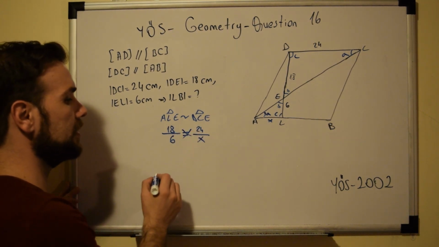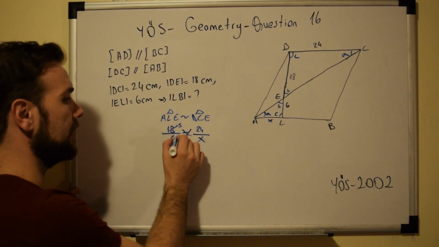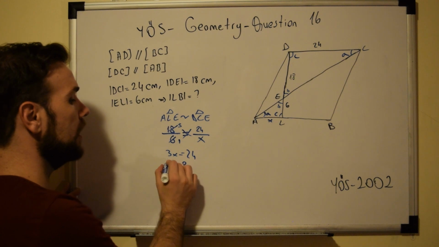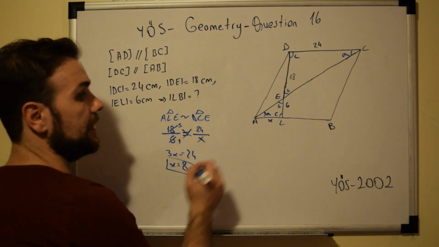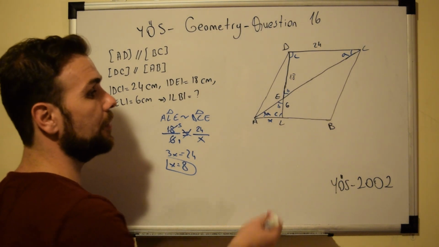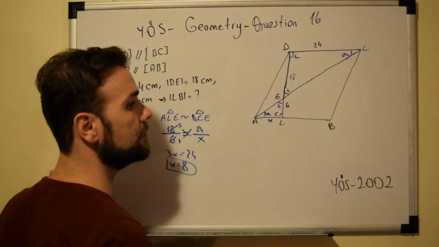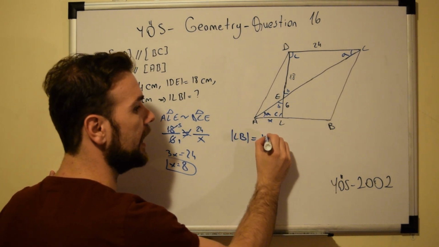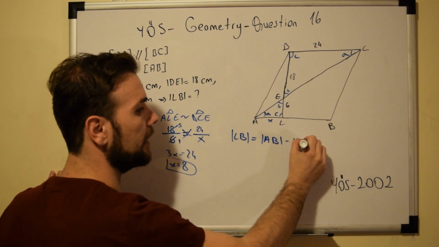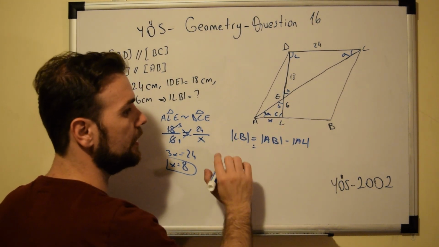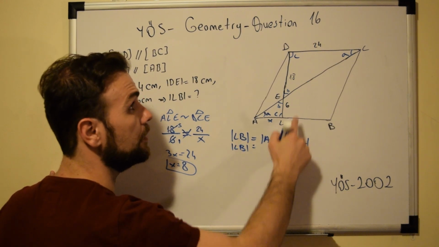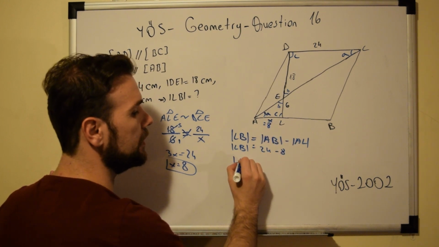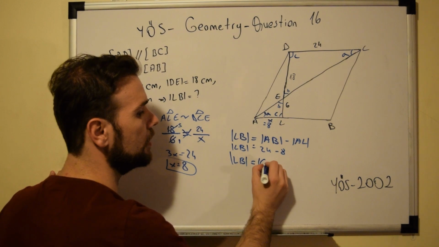Now all we have to do is cross multiply. I can simplify by 6, so I have 3 over 1, so 3x is equal to 24, and x is equal to 8. Now I found 8. Now what do I know? When I'm dealing with a parallelogram, I know that this side is equal to this side, which means that AB is equal to 24. So LB is equal to AB minus AL. AB we know is 24, minus x, which is 8, so LB is equal to 16.